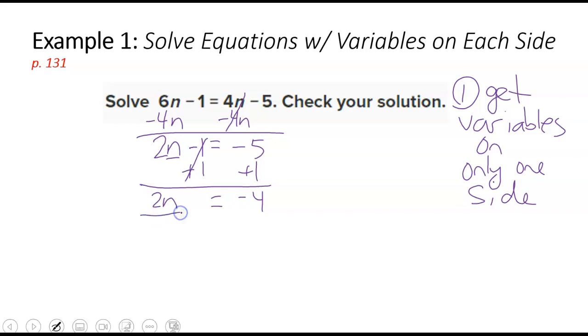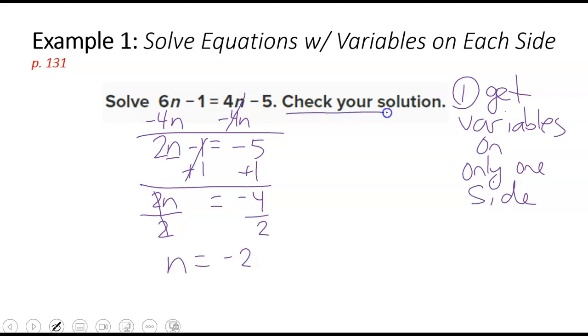Then our last step: since it's 2 times n, the inverse of multiplying by 2 is dividing by 2, and that will cancel out this. 2 over 2 is just 1n, so it's really like 1n, but we don't have to write the 1. And so n equals negative 2.